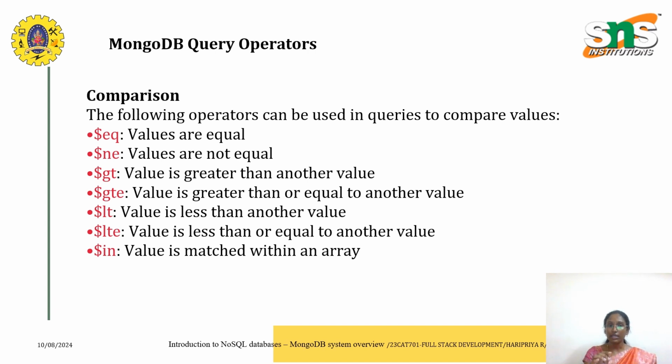So dollar symbol eq means the values are equal. Dollar symbol ne means it's not equal. Dollar symbol gt means it's greater than the other value. The gte means greater than or equal to another value. So lt means less than another value. LTE means less than or equal to another value. So the last one is dollar symbol in, which means the value is matched within an array.